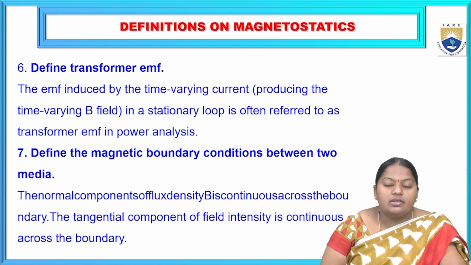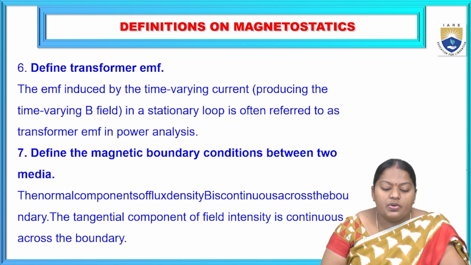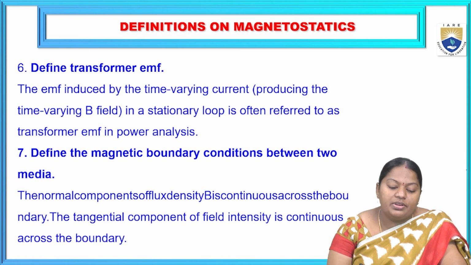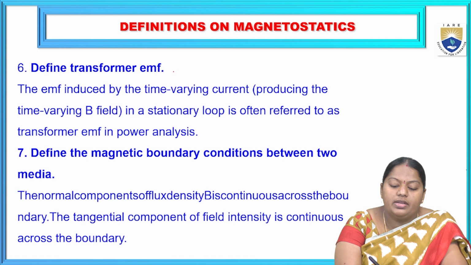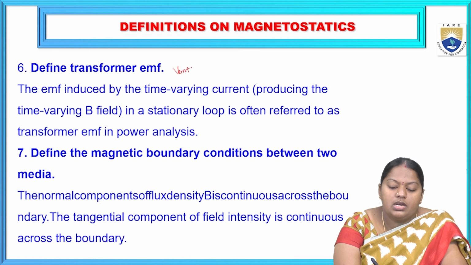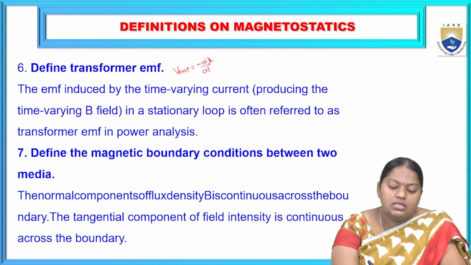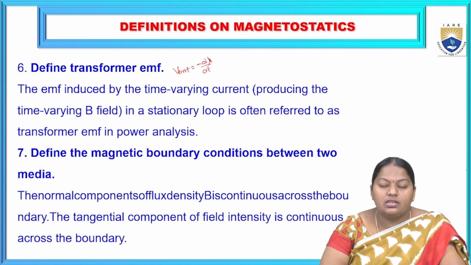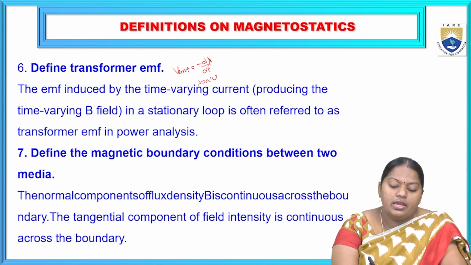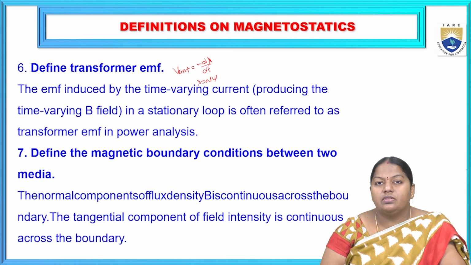Next, define transformer EMF. The EMF produced by the time varying current, that is, the time varying B field in a stationary loop, is often referred to as transformer EMF in power analysis. To define this transformer EMF, we need to know Faraday's law: the induced EMF in any closed conducting circuit is directly proportional to the time rate of change of magnetic flux linkage, that is, V EMF is equal to minus d lambda by dt. Here lambda is the magnetic flux linkage and it is given by lambda equal to N into psi, where N is the number of turns in the coil and psi is the flux through each turn.